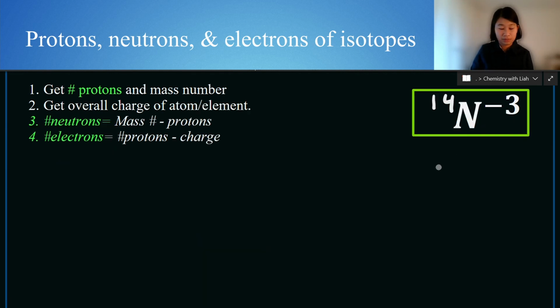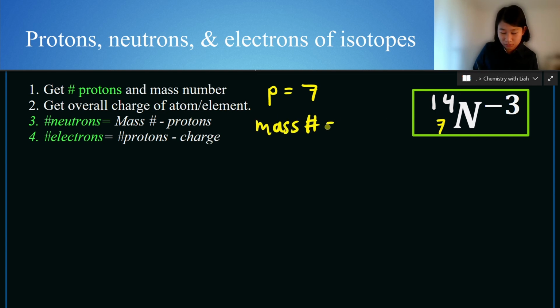Now let's do this example. Let's find the protons, the neutrons, and the electrons for this isotope. So we have nitrogen-14 with a -3 charge. We're going to get the protons from the periodic table, and that number is going to be 7. So nitrogen has 7 protons. The number of protons is equal to 7. And then the mass number is going to be 14. Remember that number above? So mass number equal to 14.